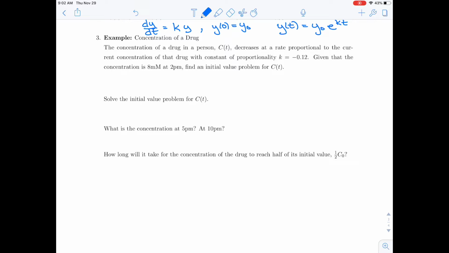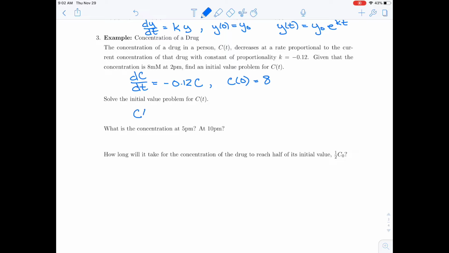We'll start with the concentration of a drug in a person, C(t), which decreases at a rate proportional to the current concentration of that drug, and the constant of proportionality is k equals negative 0.12. So the rate of decrease, dC/dt, is equal to negative 0.12 times the current concentration, C. At 2 p.m., the concentration is 8 millimoles, so we will make that our initial condition, C(0), with 0 representing 2 p.m., equals 8.